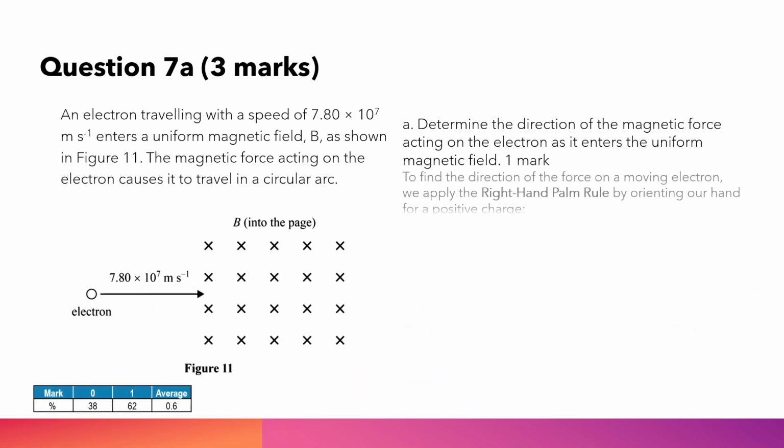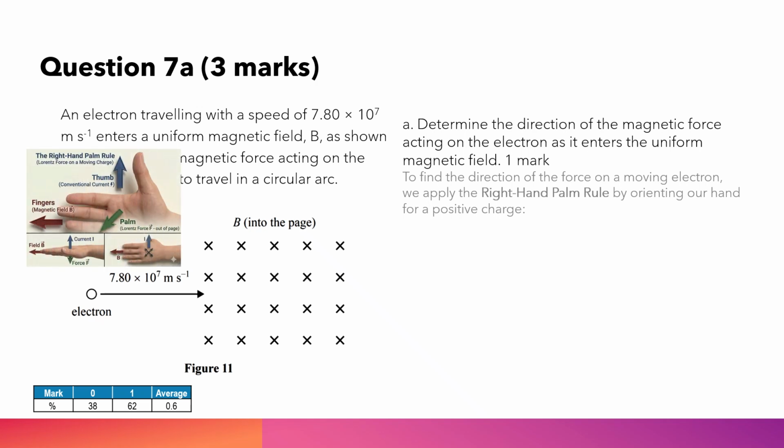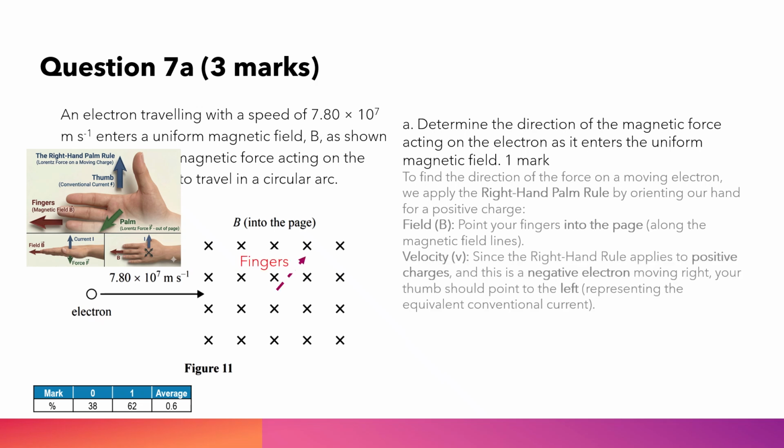To find the direction of the force on a moving electron, we apply the right-hand palm rule by orienting our hand for a positive charge. Field B. Point your fingers into the page, along the magnetic field lines. Velocity V. Since the right-hand rule applies to positive charges, and this is a negative electron moving right, your thumb should point to the left, representing the equivalent conventional current.